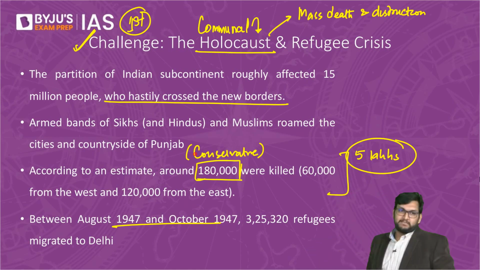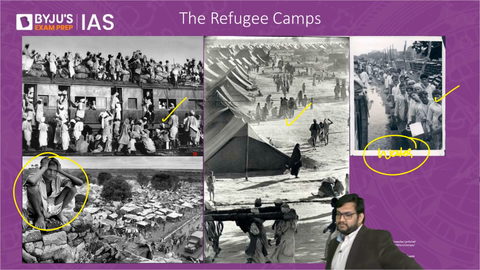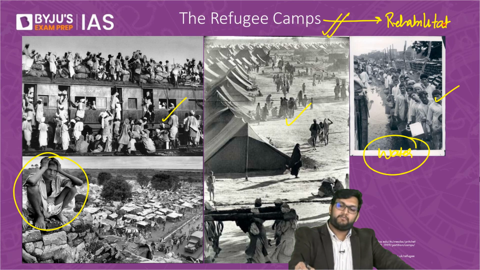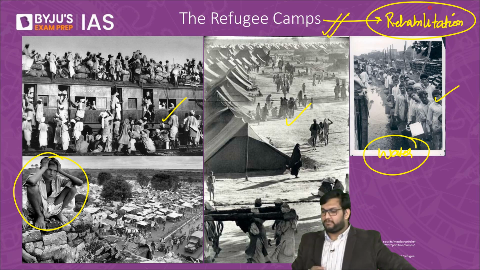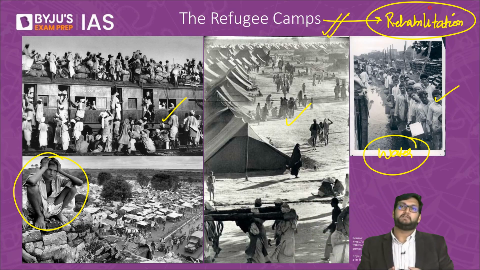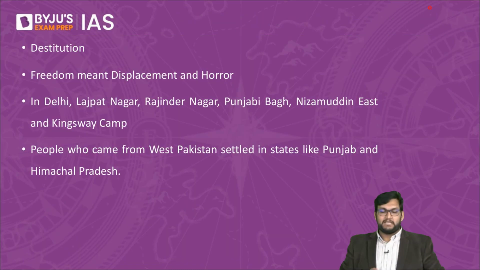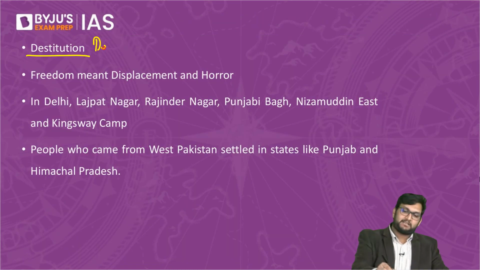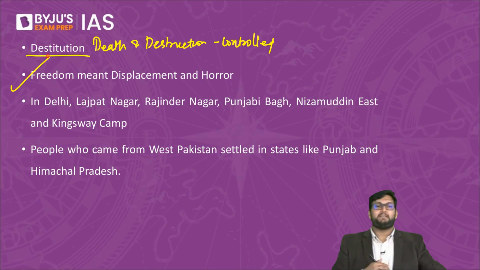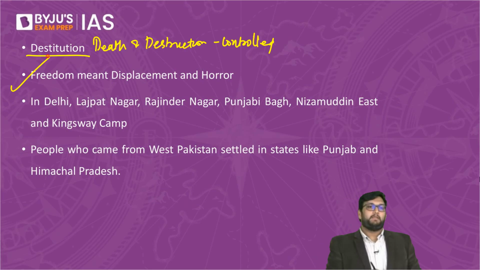Now, how did India manage it? The way was first refugee camps, then rehabilitation. The first department created in the Government of India was the Relief and Rehabilitation Department, so as to make sure that the death and destruction was somehow controlled. Freedom meant displacement and horror for most of these communities.